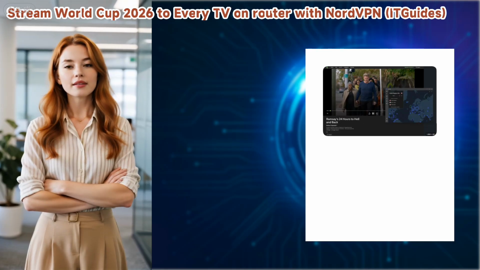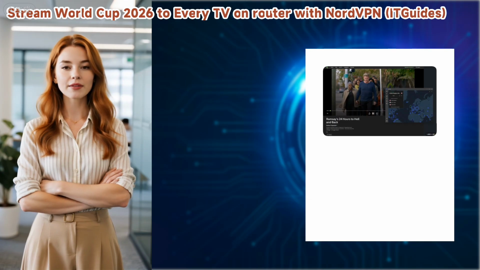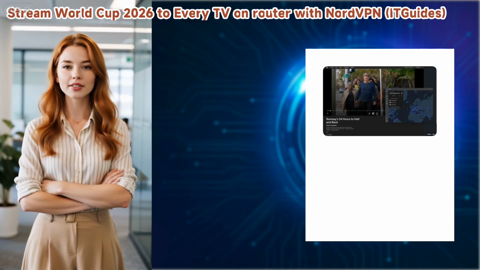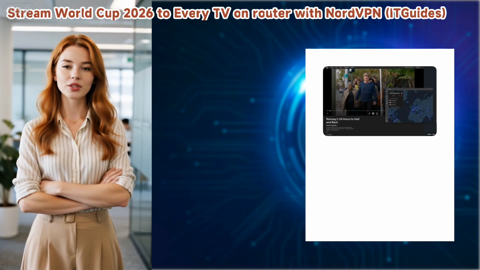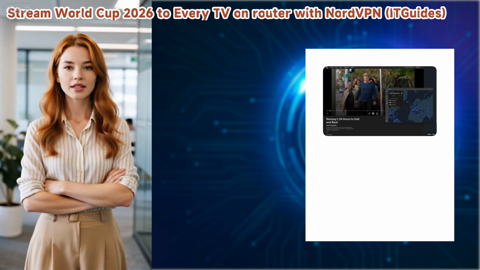Option 4, device hair fallback. If router setup isn't possible, run NordVPN on a Windows or Mac laptop. Connect it to a VPN server and share that connection via Ethernet or Wi-Fi hotspot to individual TVs, or cast from the laptop. This is also possible via an Android or iPhone hotspot, but limited.